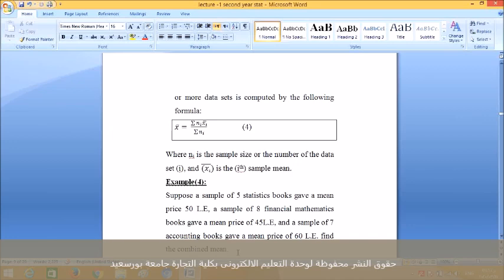Not 3, 5 types of books of statistics. One price 50 and the other price 45 and the third 60. Okay, find the combined mean.